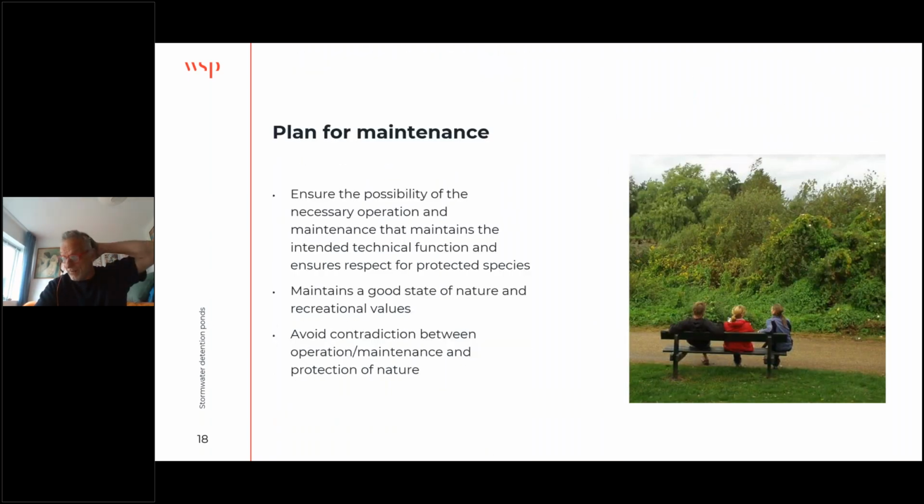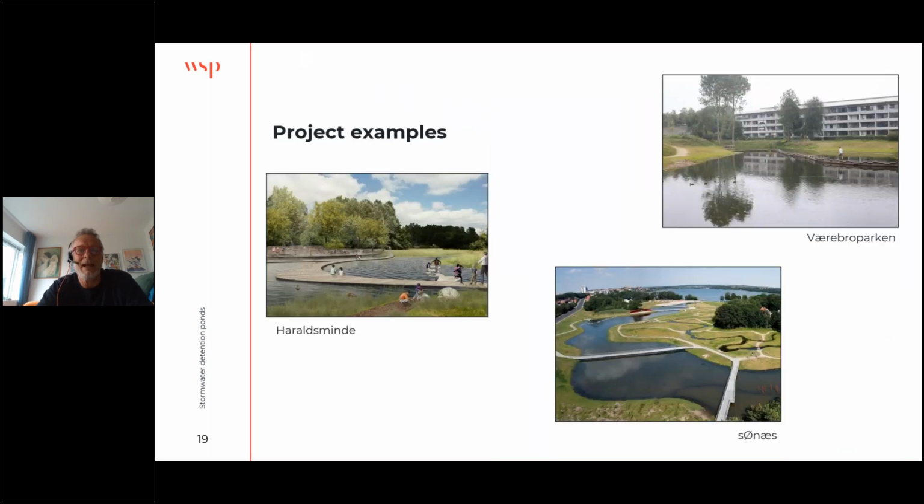Here's another example of bad maintenance. This bench was established because there was a great lake view, but after 20 years, everything was completely overgrown, so you can't see the lake anymore. So plan for maintenance.